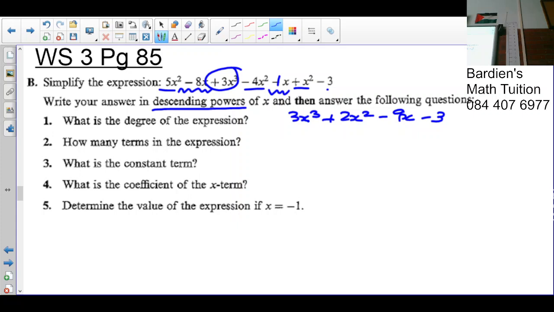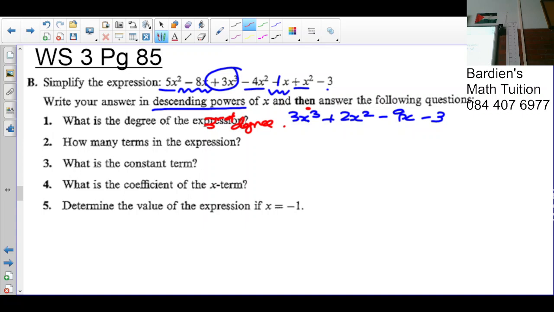What is the degree of this expression? It is the third degree. How do you get the third degree here? Because the highest power on x is 3. Can you see that? So it makes it the third degree. How many terms are there in this expression?